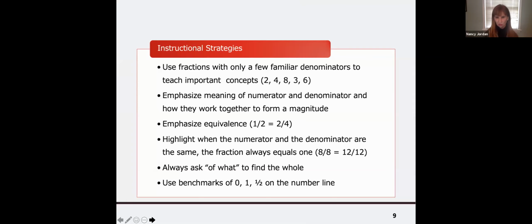And in terms of instructional strategies, these are the things that we focused on throughout the intervention. Because our children were very delayed, we wanted to develop deep understanding, so we focused mainly on familiar fractions so they could understand all of these important concepts related to equivalence, understanding the meaning of the numerator and denominator and how they work together, finding benchmarks on a number line, and always thinking about asking of what to find the whole.